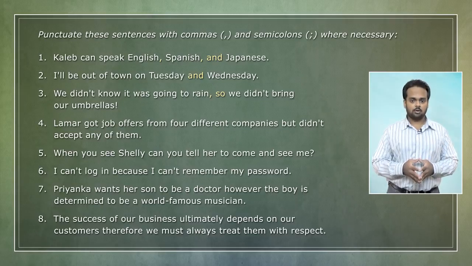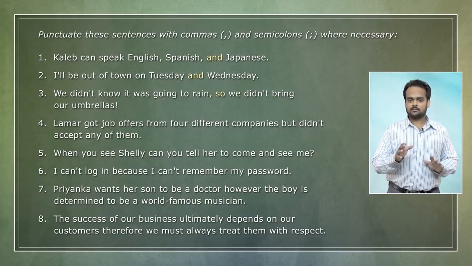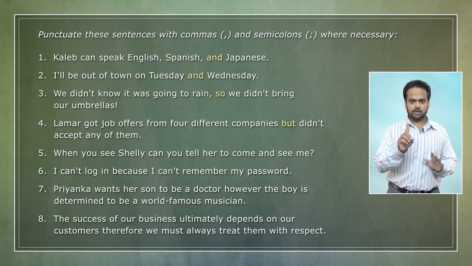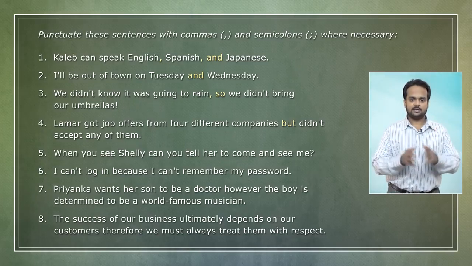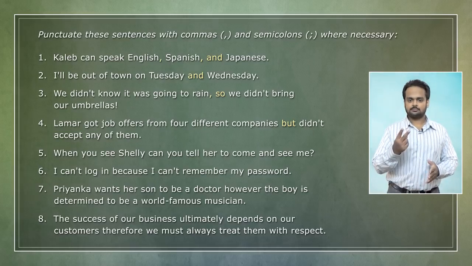What about number 4? In this sentence, you need no commas. Notice that the conjunction is but. You might think that it's connecting 2 clauses here, but that's not the case. There's only one subject, Lamar, with 2 verb phrases: got job offers from 4 different companies and didn't accept any of them. So the conjunction is just connecting 2 phrases, and that's why no comma.